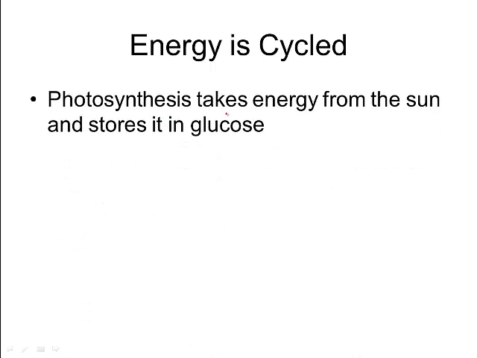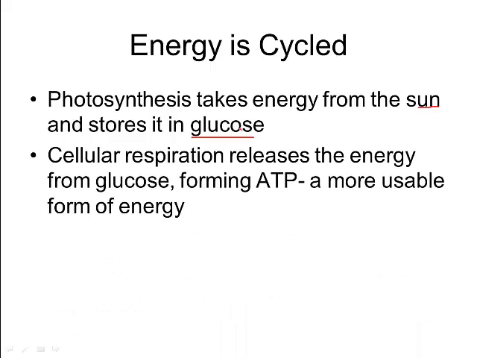Lots of things get cycled within this cycle. So one of the things is energy. So remember that photosynthesis is taking energy from the sun and putting it into glucose, right? So we're converting the light energy into chemical energy and storing it in glucose. And then cellular respiration's job is to release that energy from the glucose and make the ATP. And remember, ATP is just a more usable form of energy for our cells to use. Okay, so we're taking the energy from the sun and putting it in glucose, and then we're taking the energy from glucose and putting it into ATP, and we're going to use it in that way.